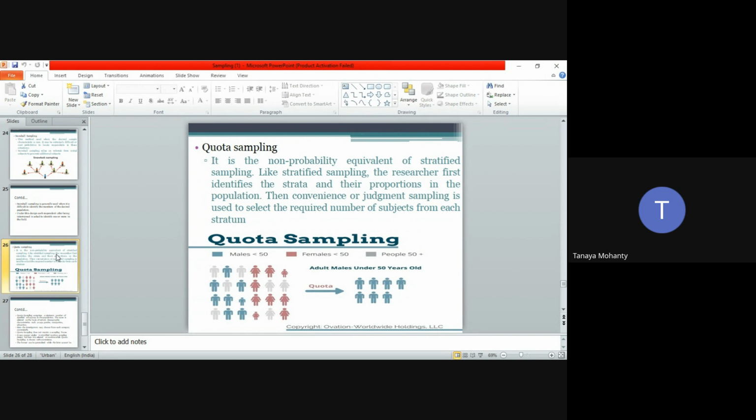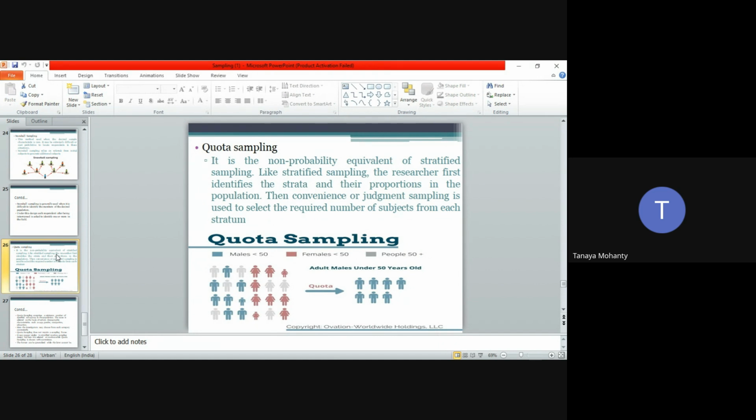Next is quota sampling. So, what do you do in quota sampling? As I told you earlier, it is again a non-probability equivalent of stratified sampling. Like stratified sampling, the researcher first identifies the strata and their proportion in the population. Then convenience or judgment is used to select the required number of subjects from each of the strata.